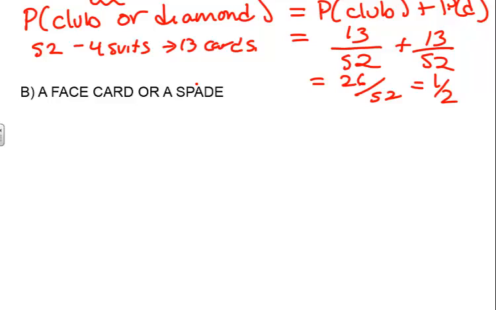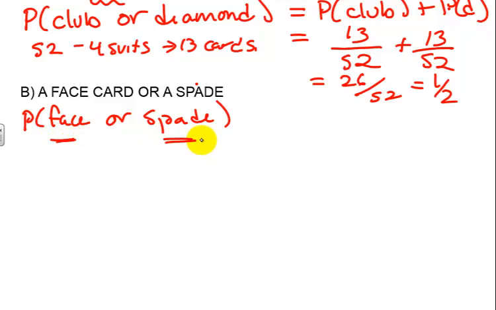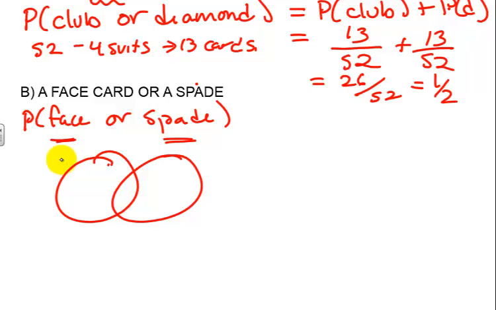For the last one, I'm asking for a face card or a spade. So first of all, you have to determine if this is mutually exclusive or not. We can have face cards that are spades. So because they are overlapping, like if you think of the Venn diagram, here's face and here's spades. So how many spades do we have? We have a total of 13 spades.